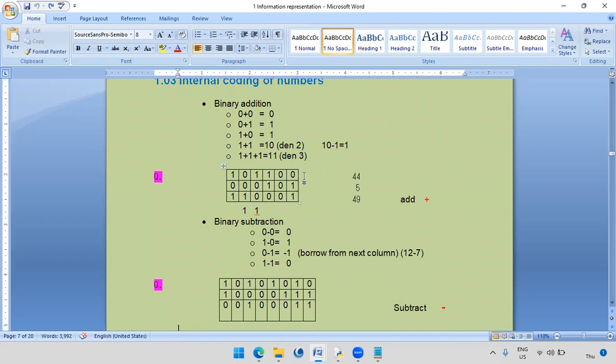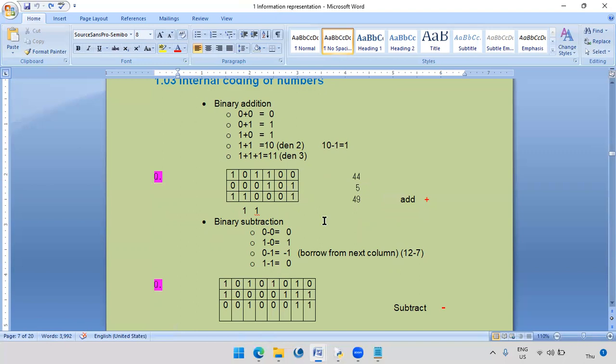So here is an example. 1, 0, 1, 1, 0, 0 is 44. How do you know? 1, 2, 4, 8, 16, 32. So we calculate like this, 1, 2, 4, 8, 16, 32. Then go backwards. 32 plus, there's nothing in the 16 column. So it's 8. 32 plus 8 is 40. 40 plus 4 is 44. And this is 1, 2, 4. 4 plus 1 is 5. And when you add up, you should get 49. Let's see whether you get 49. 1, 2, 4, 8, 16, 32. 32 plus 16 is 48. 48 plus 1 is 49.